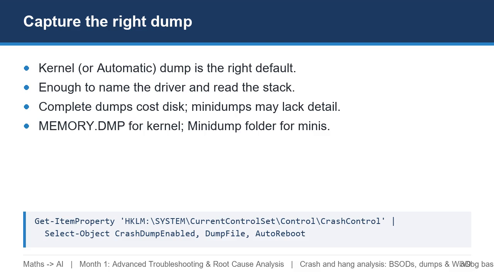Before you analyze, you must capture. For kernel crashes, the kernel memory dump, or the modern automatic setting, is the right default. It holds enough kernel memory to name the faulting driver and read the stack, without the disk cost of a complete dump. Check the configured type with Get-ItemProperty on the CrashControl key. Value 1 is complete, 2 is kernel, 7 is automatic. Kernel dumps land at MEMORY.DMP.